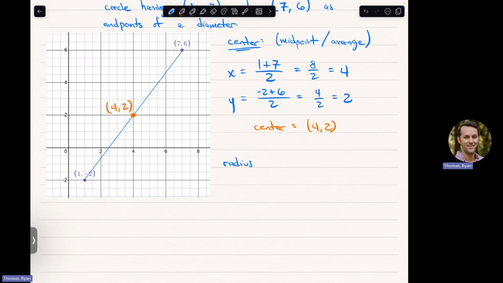Okay, the radius. Radius is a distance. Specifically, the distance from the center. So what I want to know is how far this is, or how far this is. They're both the same. That's how circles work. So pick one. Let's use this. It doesn't matter. I want to know that distance. I'm going to label that r for the radius.